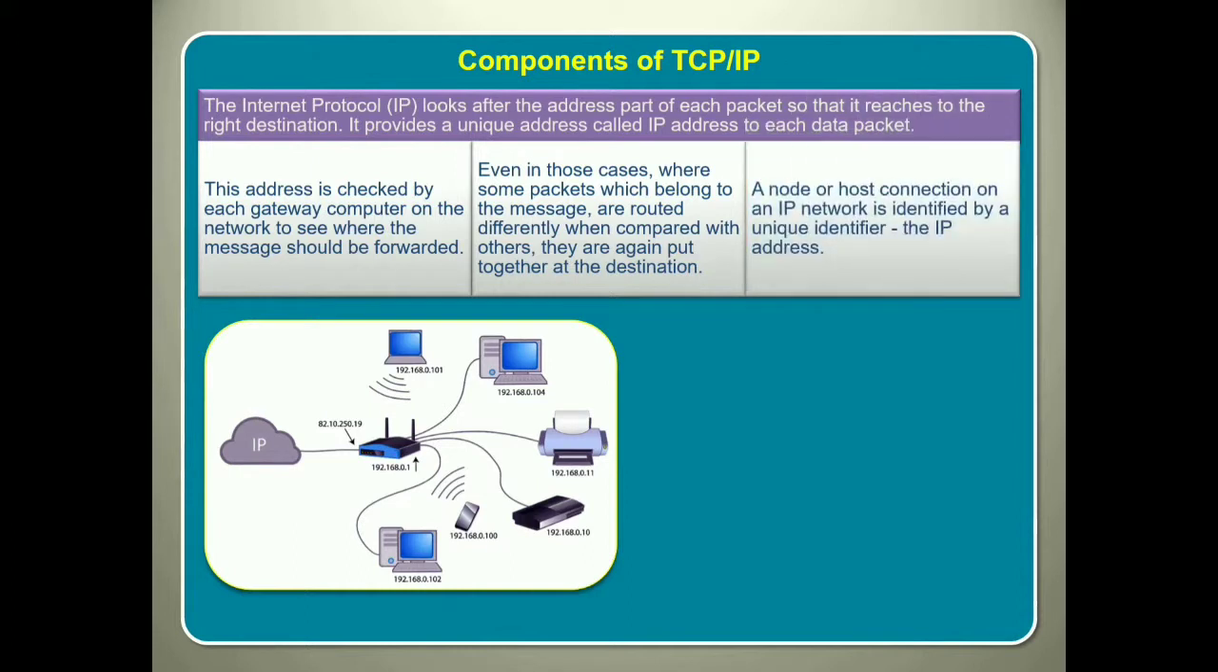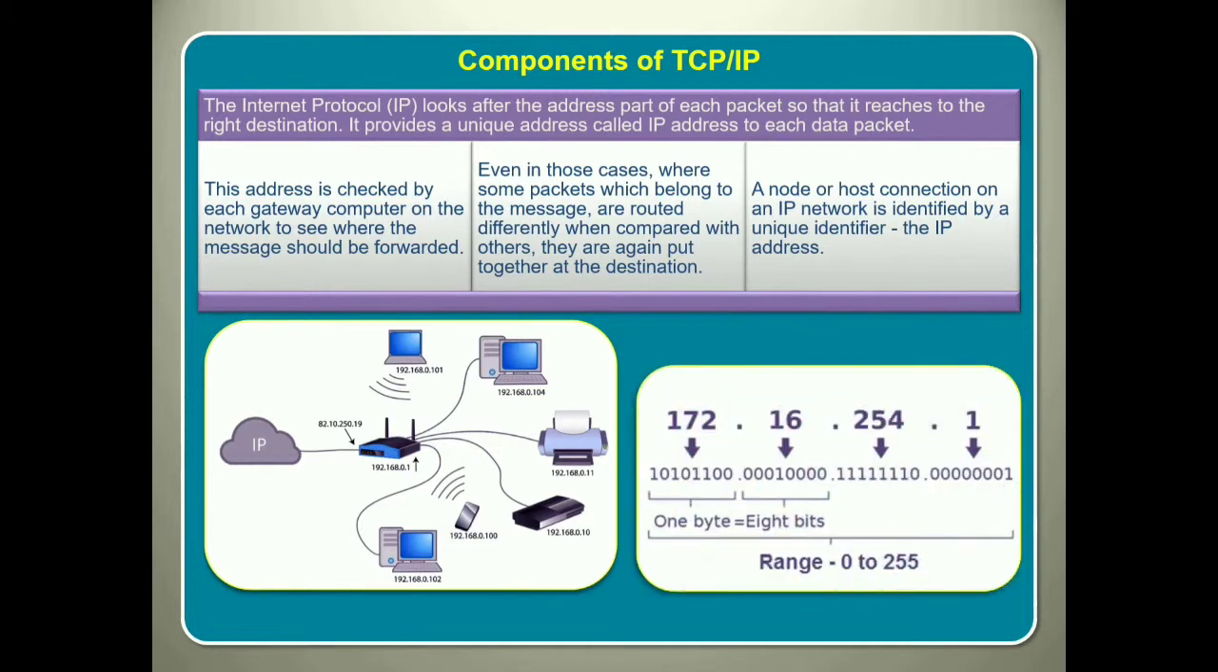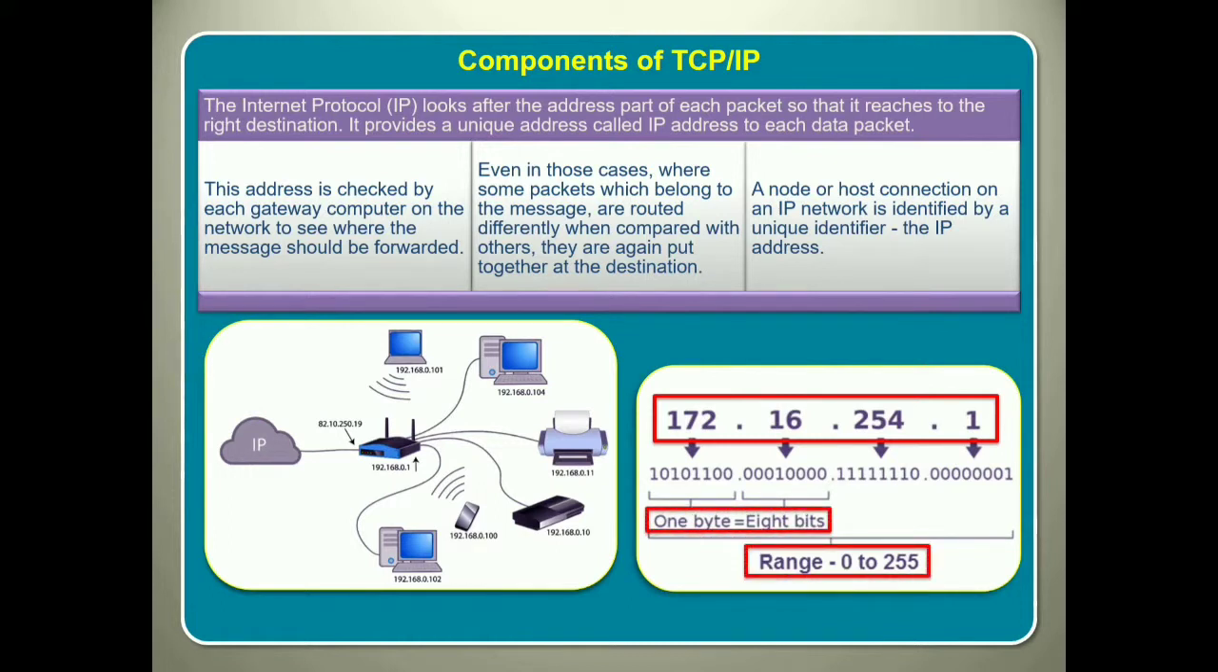A node or host connection on an IP network is identified by a unique identifier, that is, the IP address. An IP address is a 32-bit binary number which is represented as 4 decimal values, with each representing 8 bits within the range of 0 to 255 and separated by decimal points. This is called dotted decimal notation. An example of an IP address is shown on the screen.